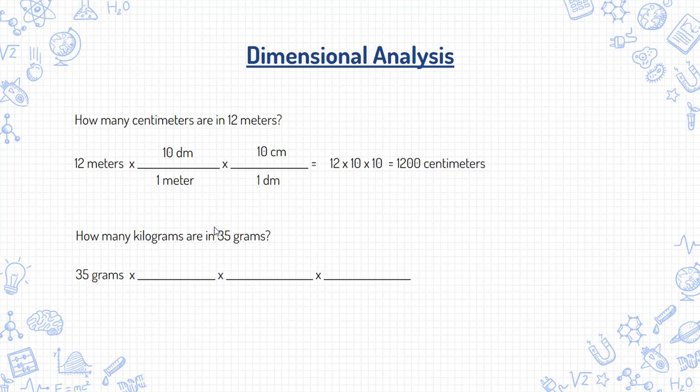Here we have kilograms and 35 grams. We're going to start with 35 grams and we're trying to get to kilograms. As usual, we want our grams to cancel out. However, this time, since we know the decimal is going to be moving left and the number is going to be getting smaller, the 10 is going on the bottom.